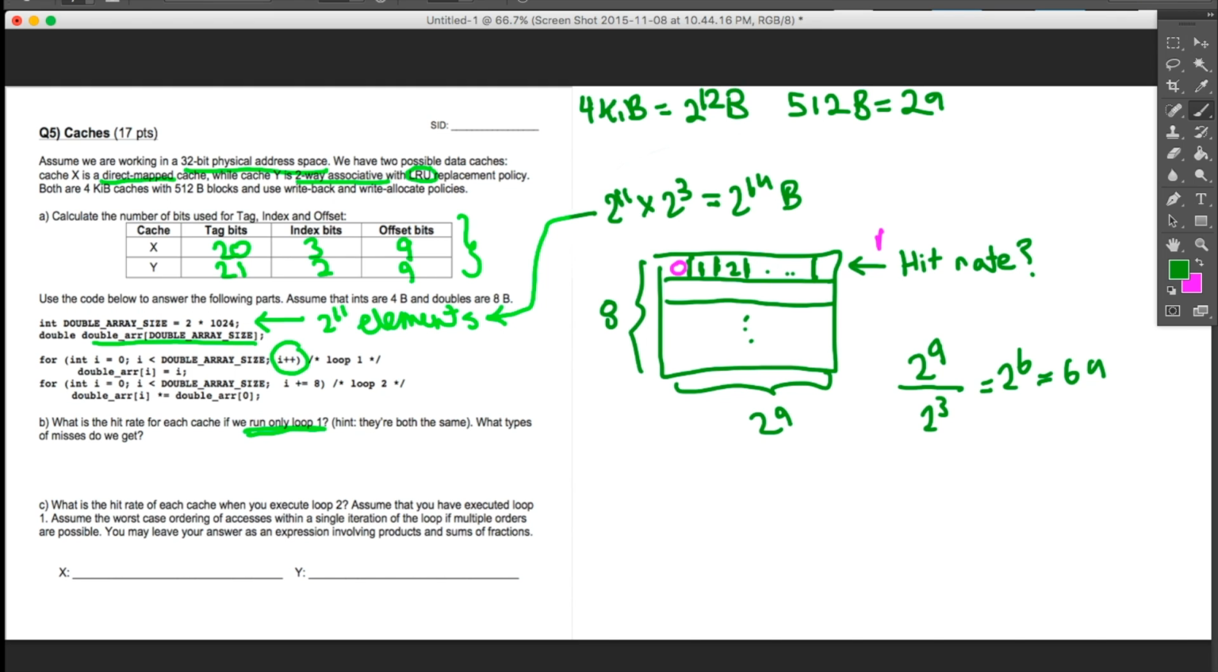So we know that we have one miss right here. One miss for 64 memory accesses. So our hit rate is going to be 64 minus 1 over 64, which is just 63 over 64. And these are compulsory misses, because we've never seen the tags for these blocks of data before.